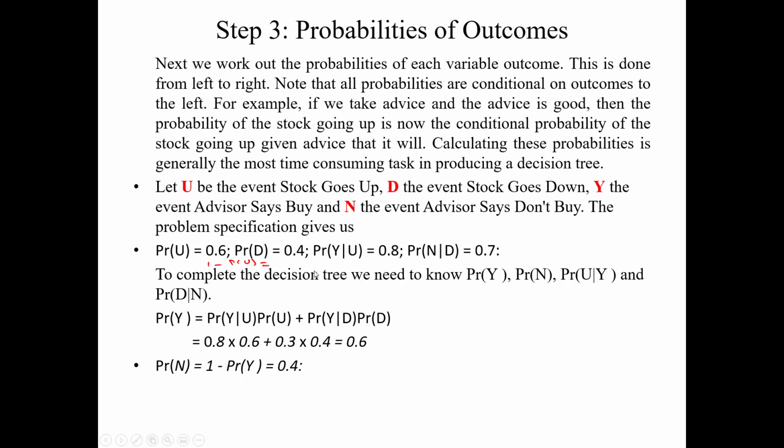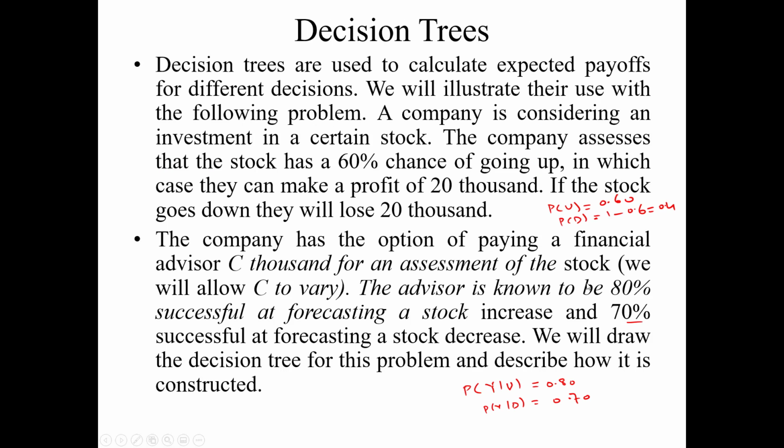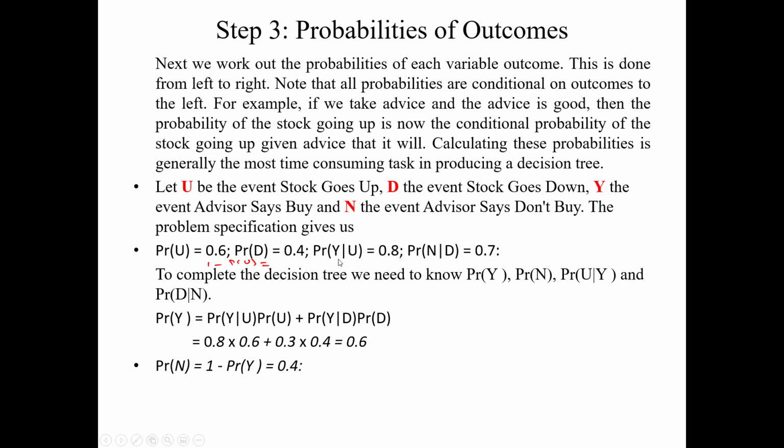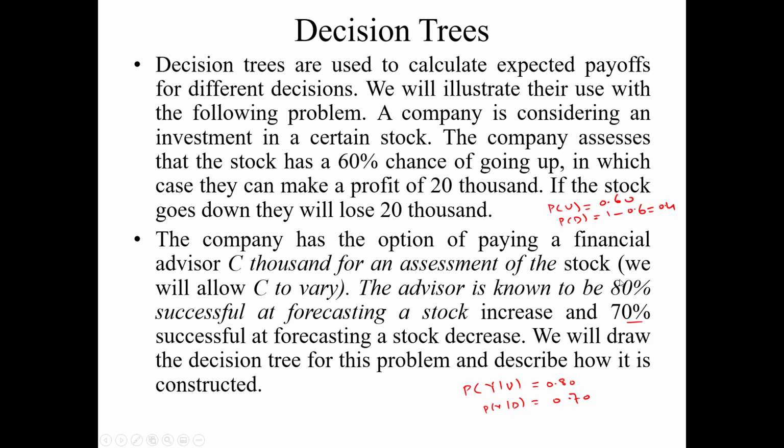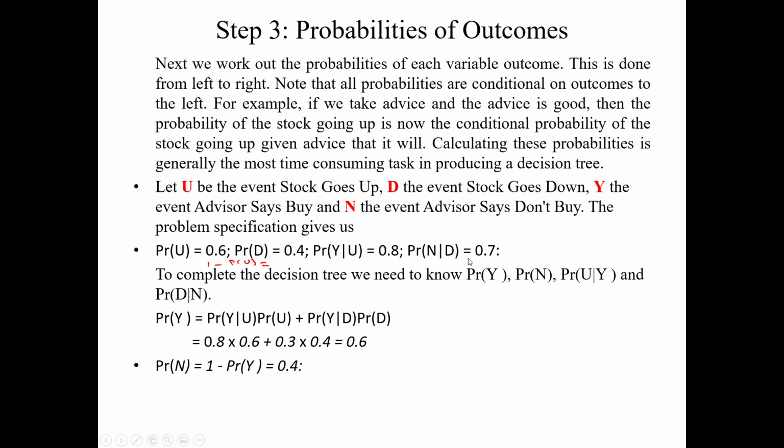So what does the advisor say? Y represents the advisor says buy, given that the stock will be going up. So what is the probability? The advisor is known to be 80% successful. So this is the conditional probability that the stock will be going up. So how will we write this? The probability of yes, he says buy it, given it will be going up. And there is also, sorry, I used Y, but this is N. He says don't go, and he is 70% successful at forecasting a stock decrease. So he says don't go, there is a 70% chance that the stock will decrease. So N given that it will decrease is 70%. I hope now you understand these probabilities.